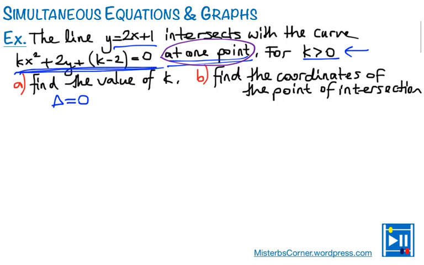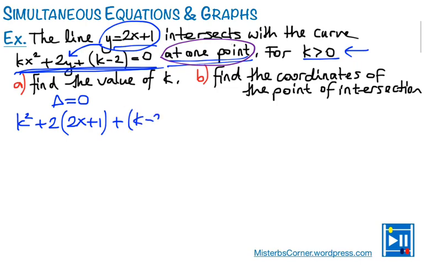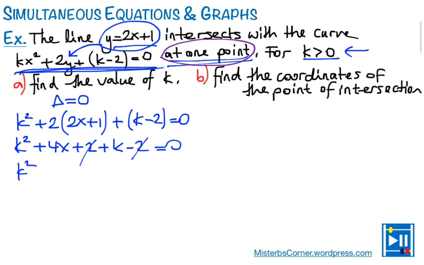Because here the given equation is kx squared plus 2y plus k minus 2 equals 0. So we have two unknowns. That is why we are going to substitute this into here. So I'm going to rewrite this equation as k squared plus 2 times (2x plus 1) plus k minus 2 equals 0. Now, if you get rid of the brackets, we'll have k squared plus 4x plus 2 plus k minus 2, right? And these twos cancel each other out. I will have k squared plus 4x plus k equals 0.